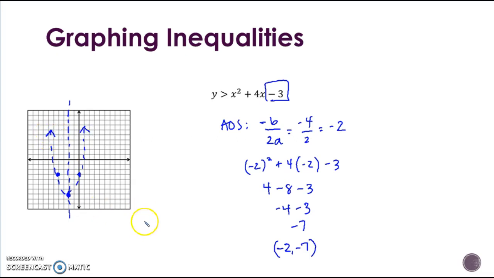And then when I decide where to shade, I'm just going to plug in 0, 0. 0, 0 is not a point on my graph because I knew I was at 0, -3. So that's an easy one to plug in. So if I plug in 0, 0, everything with an x goes away, and I'm left with 0 greater than -3, which is true. So that means 0, 0 is a solution, so I'm shading inside my u. And there's my inequality.